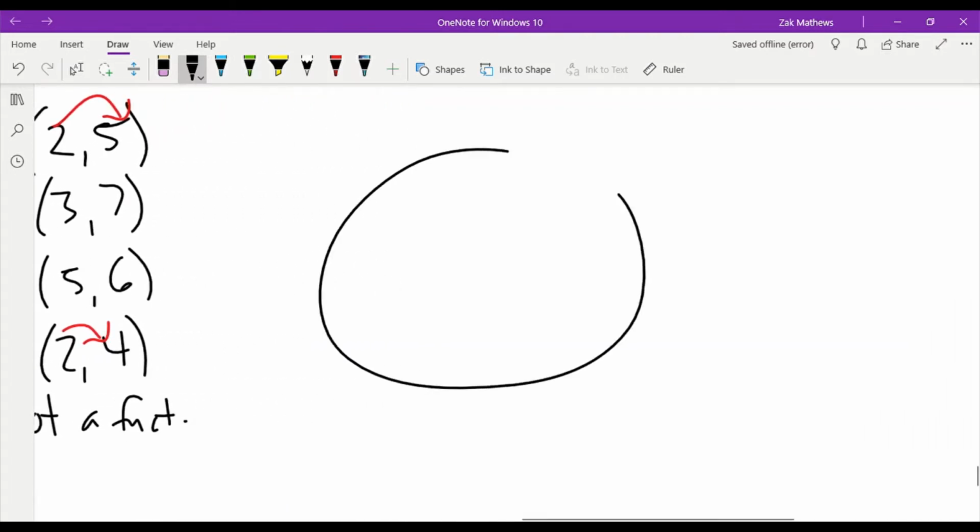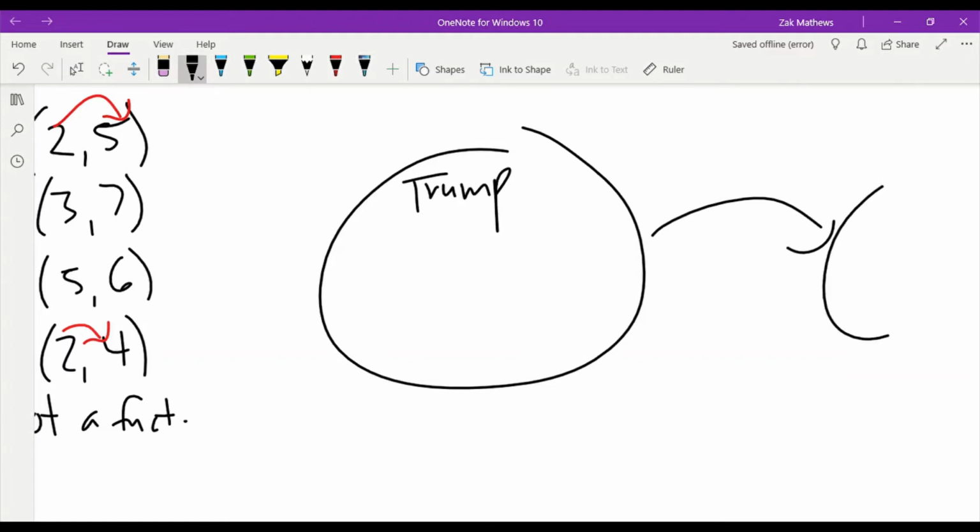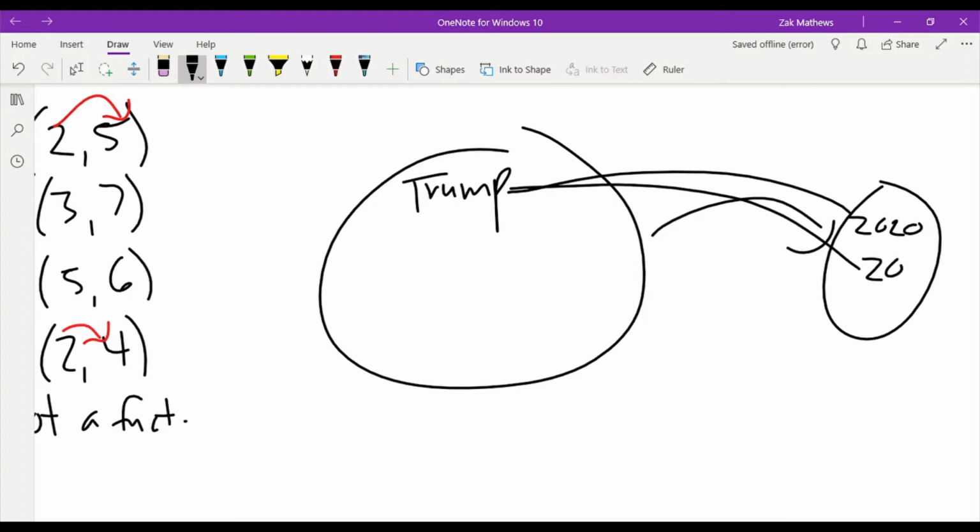Or if I take a slight variation on the president example that we did just a second ago, I have that kind of flow chart of inputs and outputs. Let's say this time I put in an input, but this time it's not going to give me the number of years in office. It's going to give me a year that they're in office. So Trump, that one would go to 2020, the year that we're currently in. But it would also go to 2019.